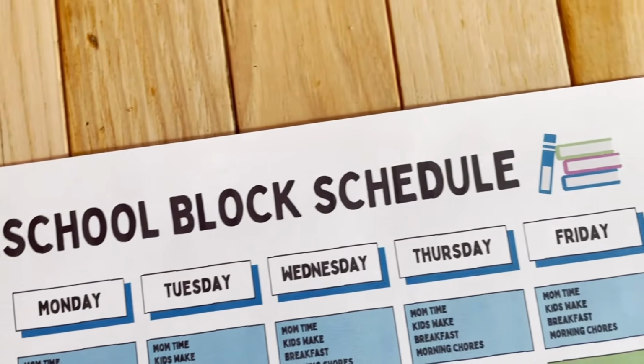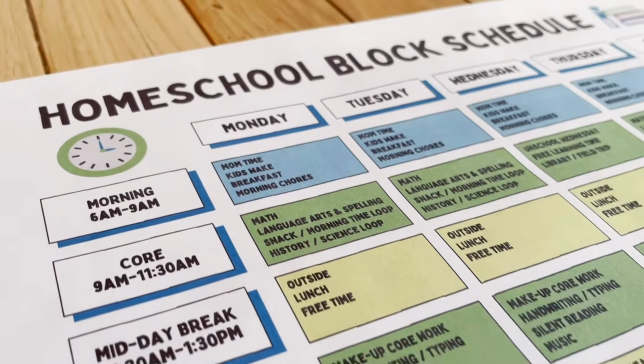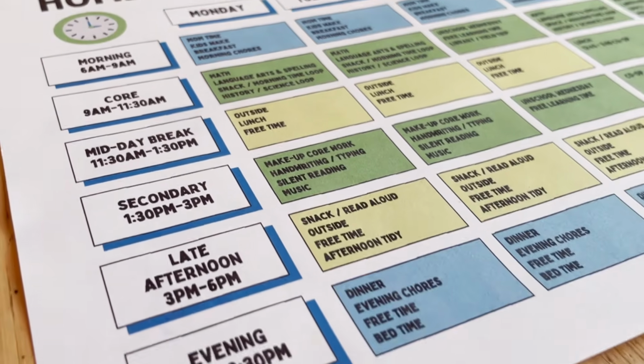In order to explain this all better, I thought it'd be helpful to show you our block schedule, and in doing that, hopefully answer some questions you might be having about how this system actually works. I have our day broken into 6 time blocks. Each block is somewhere around 2 to 3 hours.